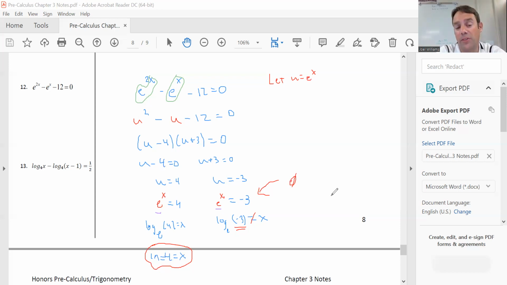It just can't happen. So anyways, it looks like I added a couple plus signs in there. I'm not really sure why I did that. I meant to do this. There we go. Anyways, friends, that gets us halfway through our solving logs and exponential equations problem.